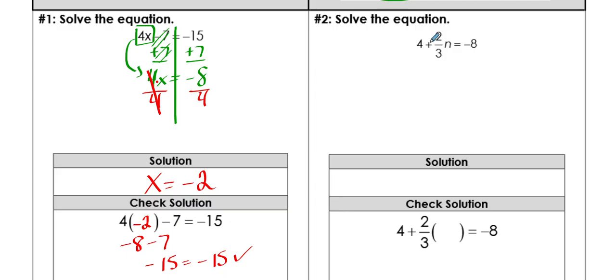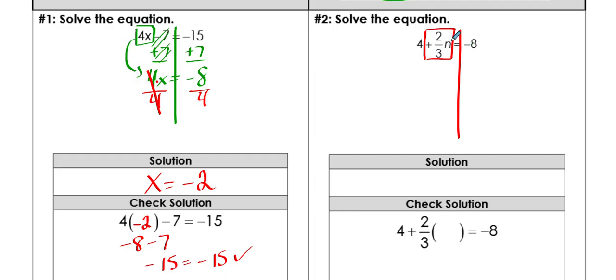Let's do the same thing on number 2. I'm going to box my variable term, and I'm going to include the sign with it. That's really important. We have to include that sign because that's a part of this term. So I'm going to box it, draw a line down the middle, just to make sure that I do the same thing on both sides. Whatever I do on this side, I have to also do on that side.